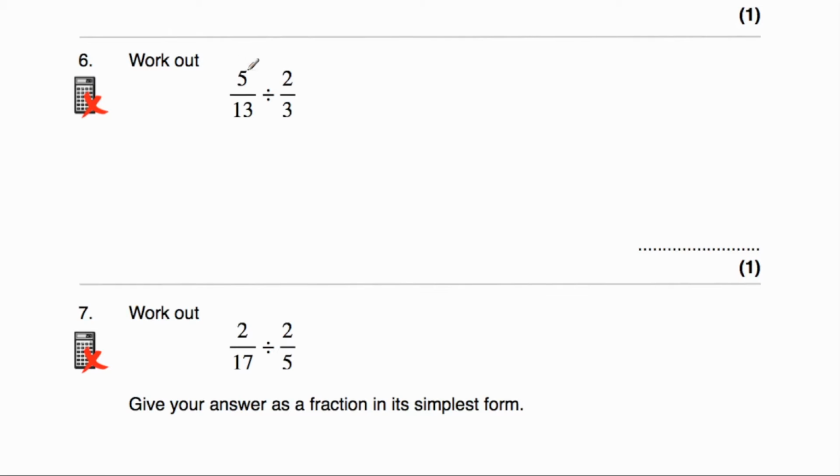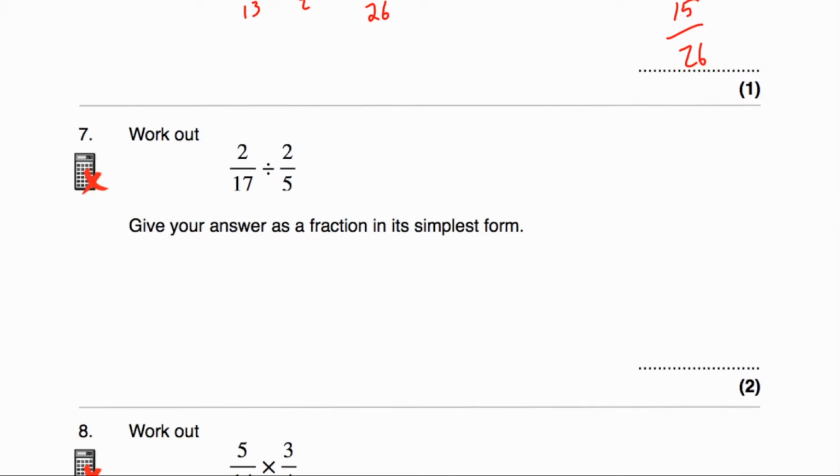So question number 6, we've been asked to work out 5/13 divided by 2/3. So again, instead of dividing by 2/3, we're going to multiply by its reciprocal, and the reciprocal of 2/3 would be 3/2. So multiplying the numerators, 5 times 3 is 15, and multiplying the denominators, 13 times 2 is 26. And 15/26, they've got no other common factors apart from 1, so that means it can't be simplified, so the answer would be 15/26.